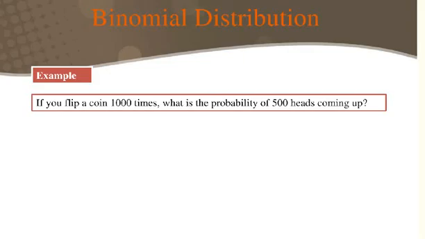If you flip a coin 1,000 times, what is the probability of 500 heads coming up? If you recall, at one point we talked about how 500 heads is unlikely if you flip a coin 1,000 times. However, it's not what we call unusual. We now have the concept of a maximum and minimum usual value, but 500 is still unlikely because the probability will be so low.